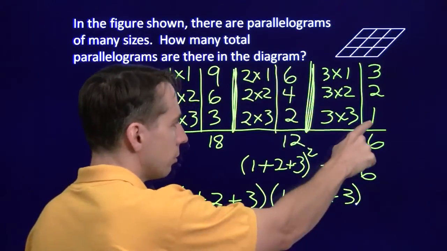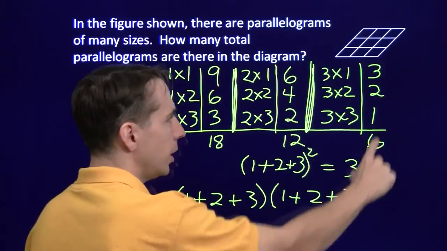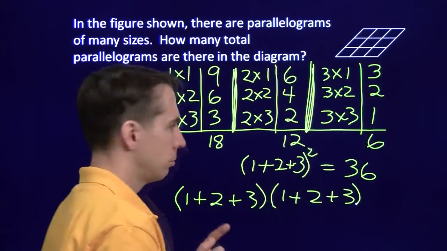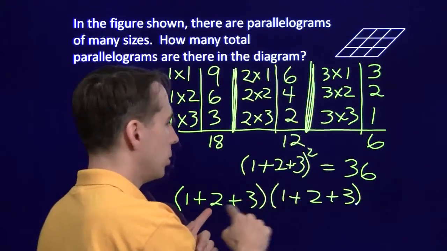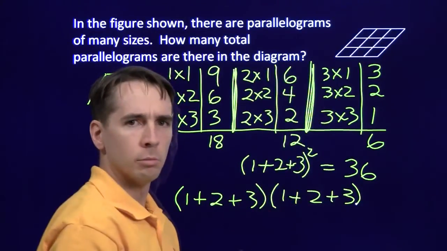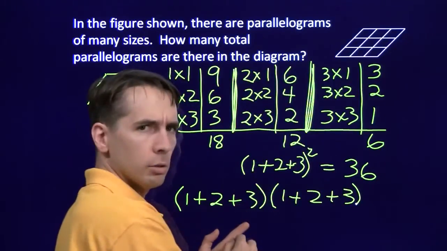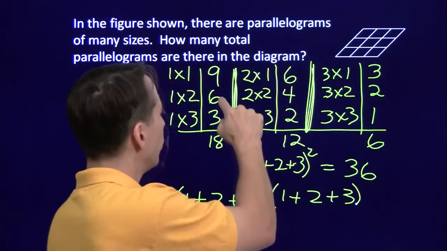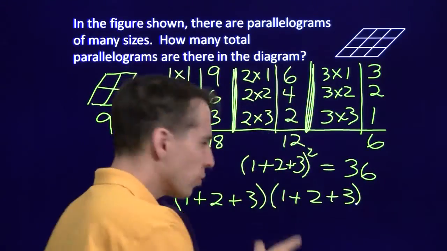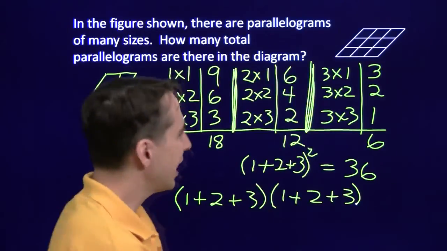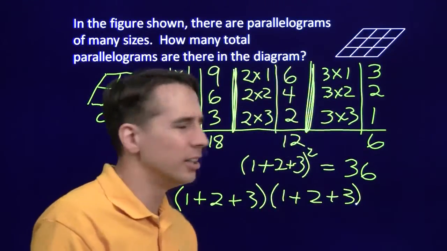1 times 1, 1 times 2, 1 times 3, 2 times 1, 2 times 2, 2 times 3. What's going on here? You know where this is headed. 3 times 1, 3 times 2, 3 times 3, 9. So if I multiply this out with the distributive property, I get all the numbers that popped up in this grid. What's going on here?